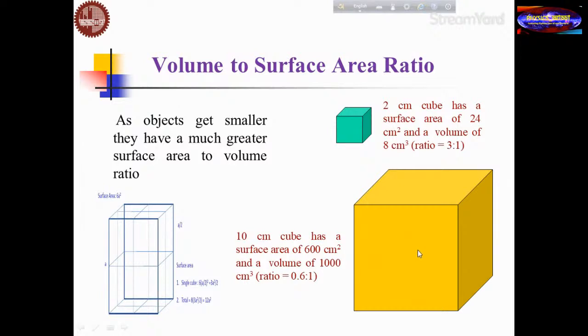If you consider that this is the 2 centimeter cube, this is the small box. What about the surface to volume ratio? The 2 centimeter cube has a surface area of how much? 24 centimeter square, 6 faces, right? So the surface area is 24 centimeter square. What is the volume? 2 to the power 3, that is 8 centimeter cube. If you take the ratio, 8 is to 24, that is 3 is to 1.